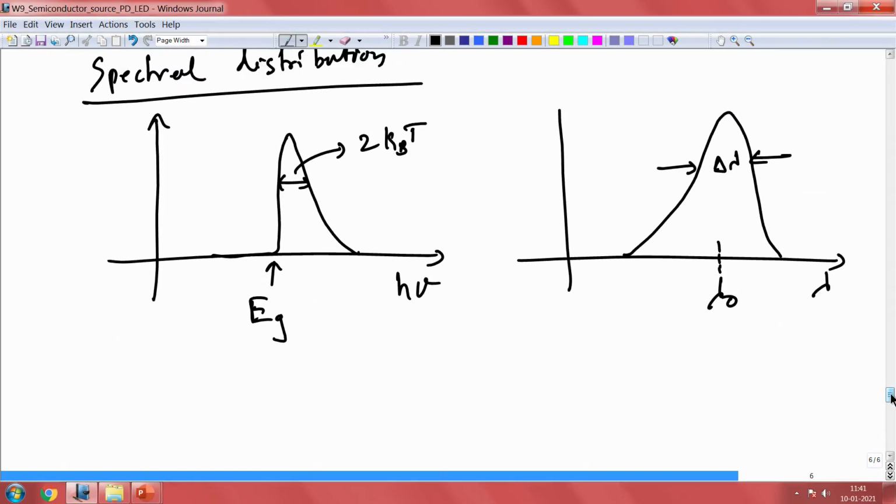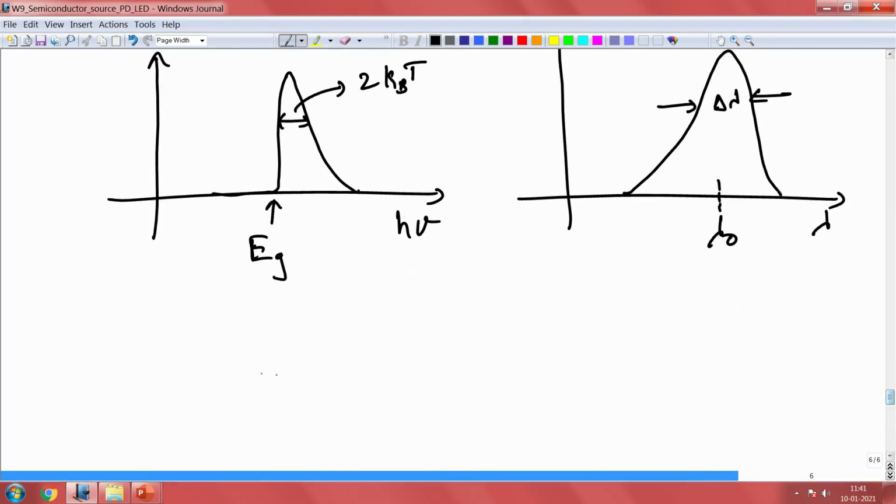So, what should be the width? The width can depend on the material system itself, but in conventional sense the spectral width could be anywhere between 50 to 80 milli electron volts, right. So, let us say the spectral width, this could be between 50 to 80 milli electron volts, right.